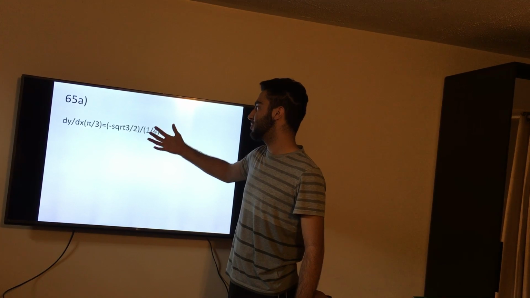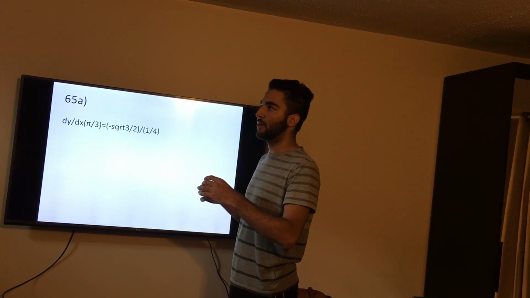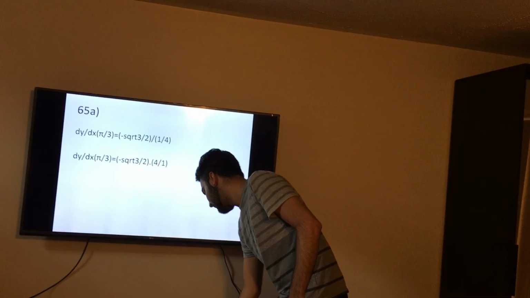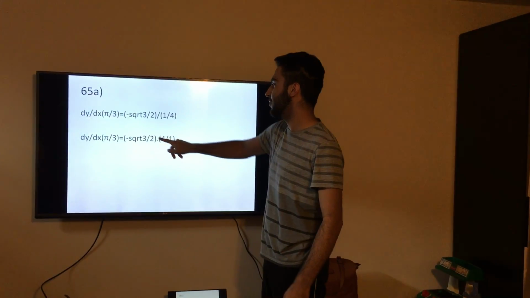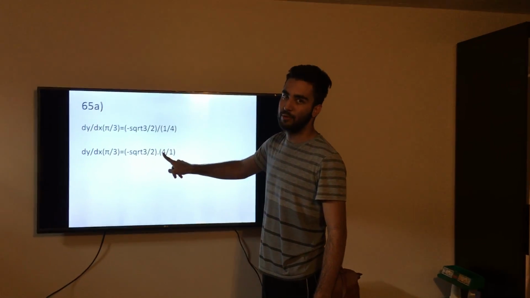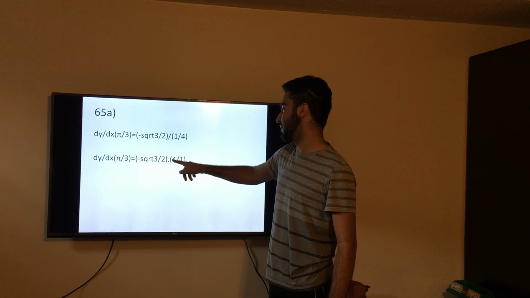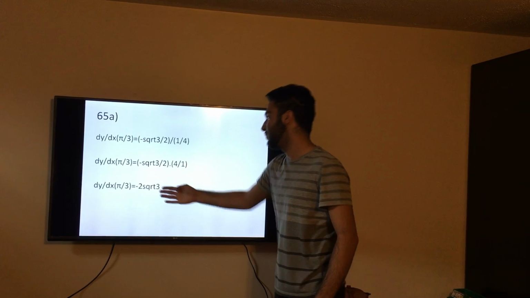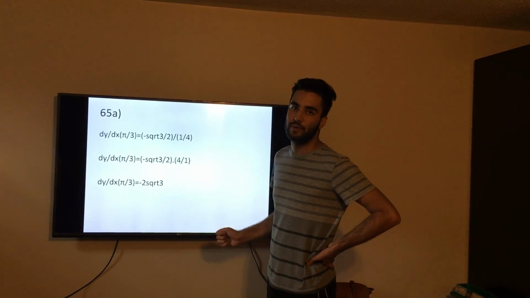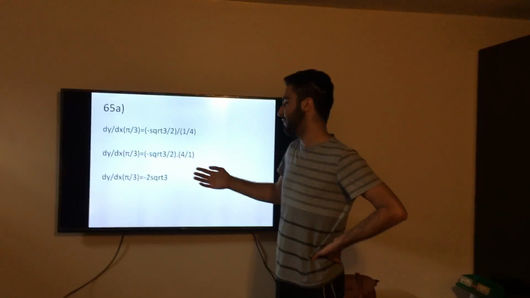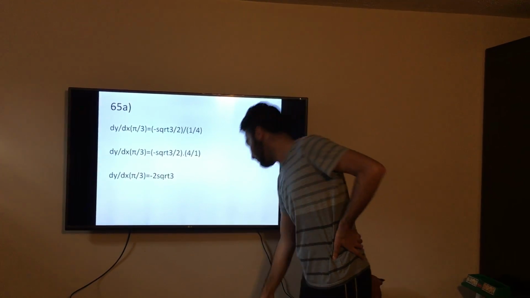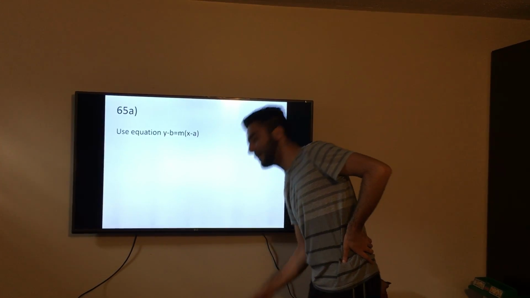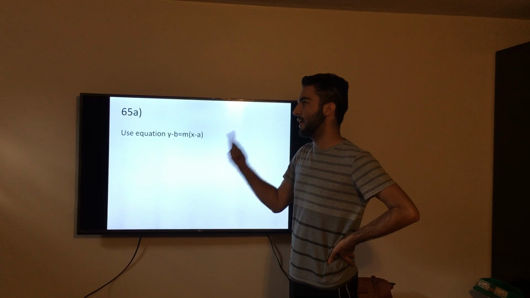To make it simpler, I put 1 by 4 as 4 by 1 and multiply instead of dividing. Now the 2 can be crossed out with the 4: the 2 will turn into 1, and the 4 will be 2. So we get negative 2 square root of 3. Now we have the slope at that given point. This is the slope. Now we have all three things that we need, as I said before: the slope, the x, and the y values.